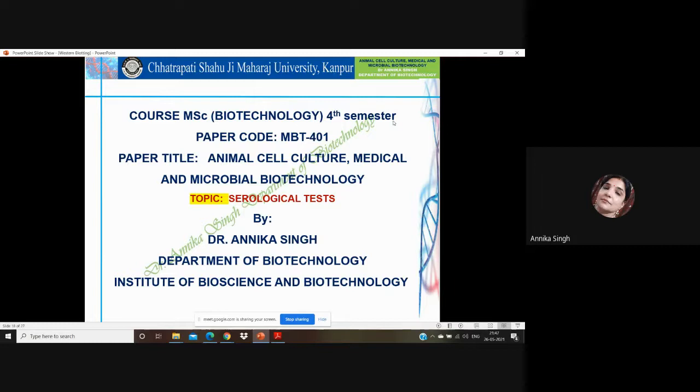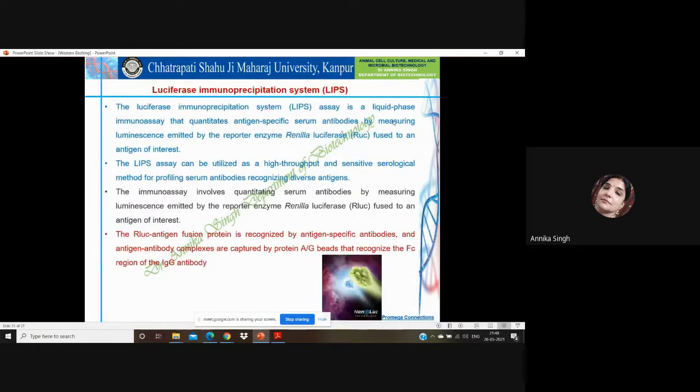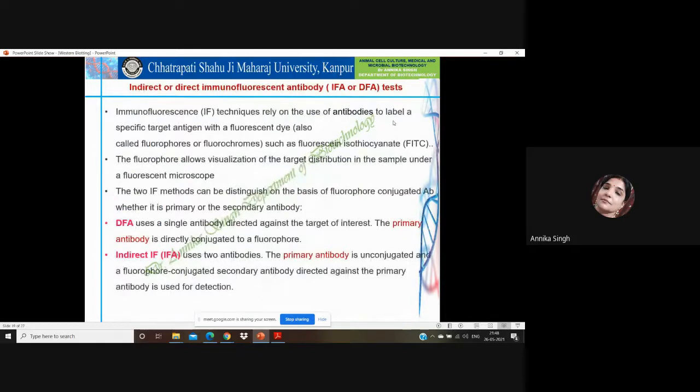Welcome to the course of Animal Cell Culture, Medical and Microbial Biotechnology. In the continuation of serological tests, today's topics are immunofluorescence techniques, which include direct and indirect immunofluorescence assay, complement fixation technique, rapid antigen test technique, and luciferase immunoprecipitation system assay. So let's talk about the immunofluorescence technique.